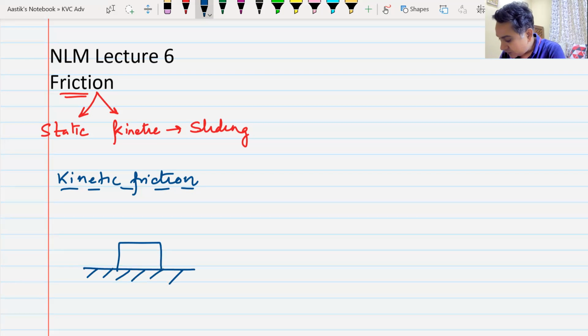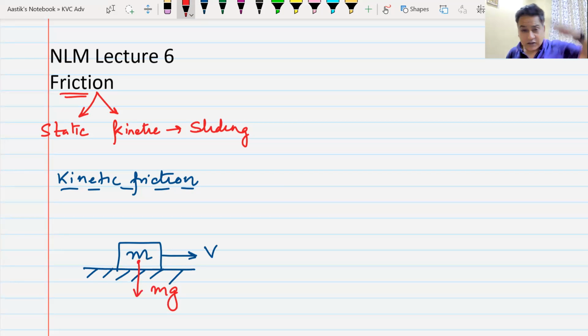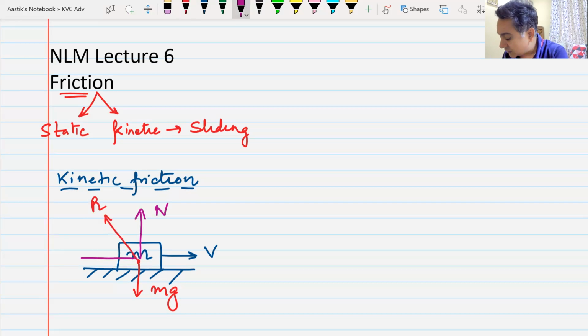So let us say a block of mass m is sliding on the floor with a velocity v. If I draw the free body diagram of this body, mg would be the weight of the body, which is acting downwards. Now this body is kept on a floor or on ground. It would be exerting force on the ground, and the ground would also be exerting force on this. In this case, the force goes in this direction. This force is known as the reaction force. This reaction force can be resolved into two components. One component is known as the normal reaction force, and the other component is known as friction. Do we understand this?